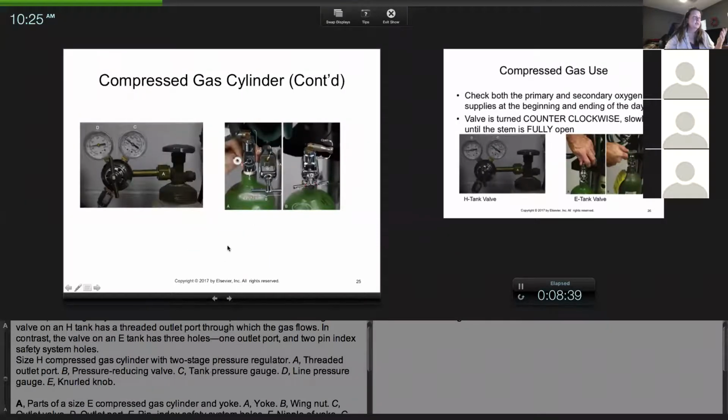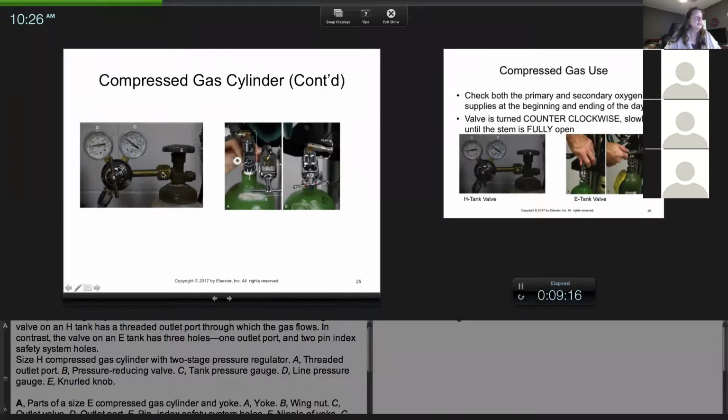Here's a picture, and maybe you can see it. First of all, D is the line pressure gauge, and you can see it's at 50. That's telling you B right here is your reducing valve. So C, right now your tanks look like they're at about 1,000. So you have 1,000 PSI in oxygen. B is going to slow that down, and now D is telling you you are at 50 PSI. So that's what these gauges are telling you.